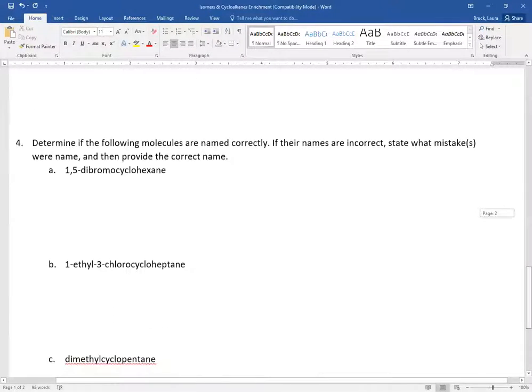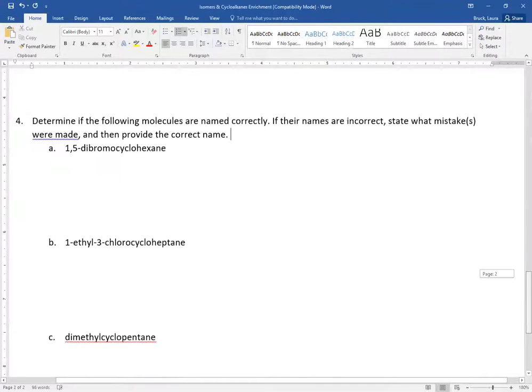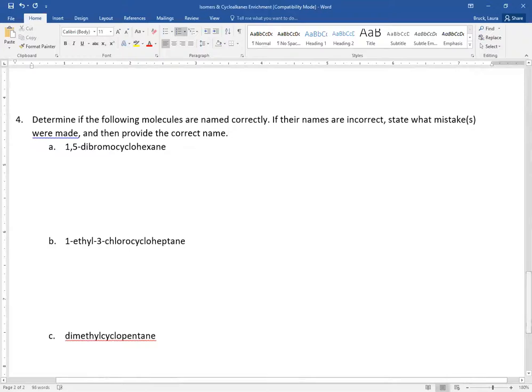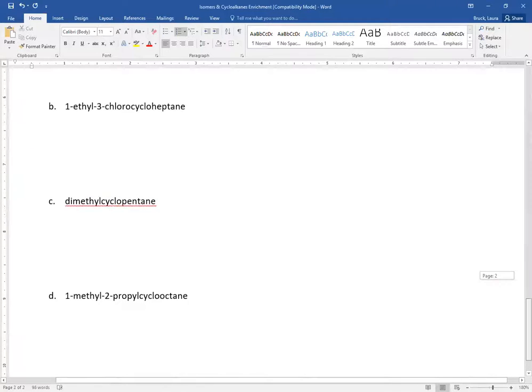And then in the last problem, determine if the following are named correctly. If their names are incorrect, state what mistakes were made, and then provide the correct name. So there are the first 3: 1,5-dibromocyclohexane, 1-ethyl 3-chlorocycloheptane, dimethylcyclopentane, and the last one, 1-methyl 2-propyl-cyclooctane.